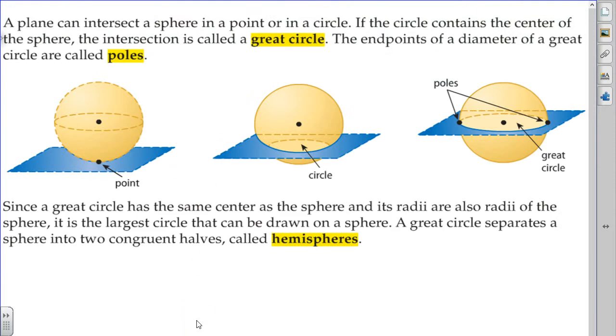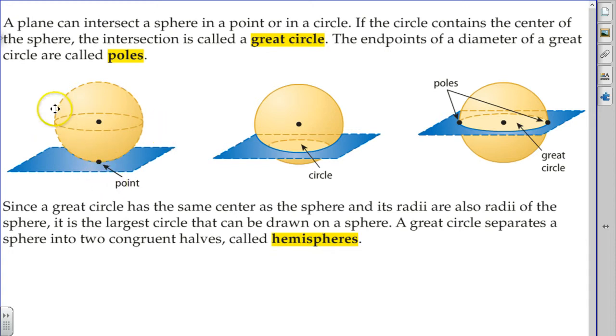Another thing that's going to come up in section 12.7 is talking about three-dimensional spheres and plane slicing. A plane can intersect a sphere at a point or in a circle. If the circle contains the center, we call this a great circle. So here's one where it's not going through the center, it's just a regular old circle. This one's going right through the center, so it's what's called a great circle, and that's the biggest circle possible. The endpoints of a diameter of a great circle are called poles, like the North Pole up here and the South Pole down here.